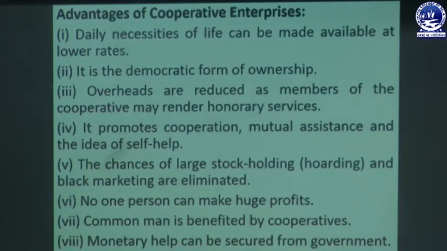There are various merit points. Daily necessities of life can be made available at a lower rate in the cooperative form of organization. Second, it is a democratic form of ownership. Third, overheads are reduced as members cooperatively render honorary services. Fourth, it promotes cooperation, mutual assistance as well as self-help. Another merit point: chances of large stock holding and black marketing are eliminated in a cooperative enterprise. Sixth, no one person can make huge profit because it is a combination and collaboration with all the members associated with that society. Seventh, the common man is benefited by the cooperative society.